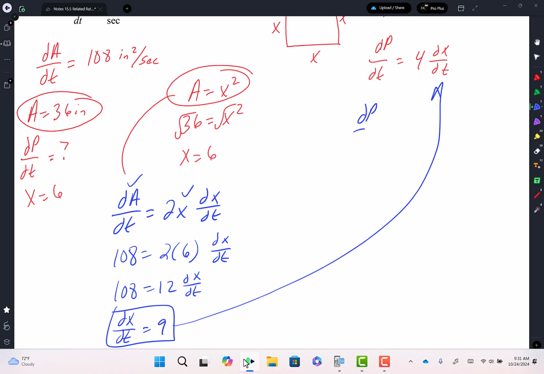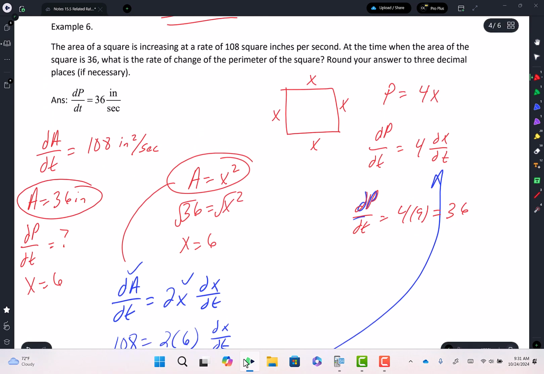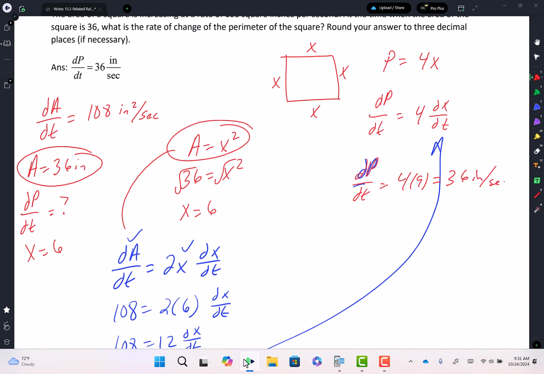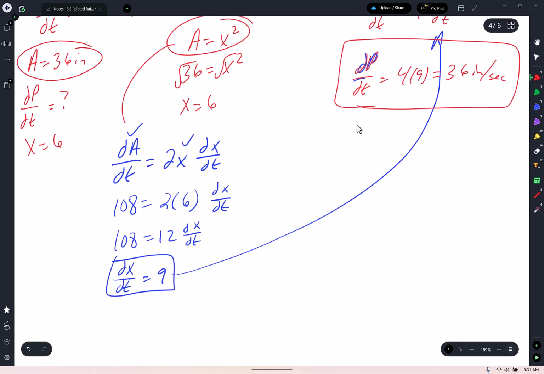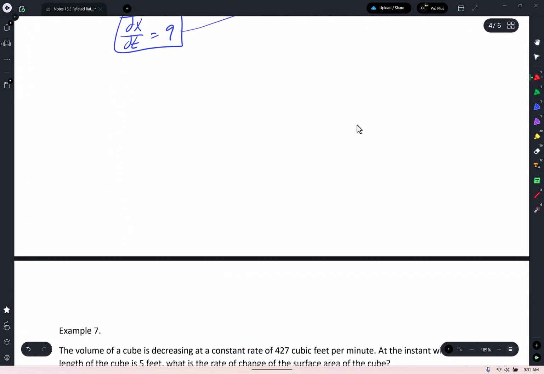dP/dt, let me go back to red. 4 times 9. 36 inches per second. And there it is, guys. What do you guys think? It wasn't that bad, right? Don't worry, we'll do another one, guys. We'll do all of them until you're comfortable.